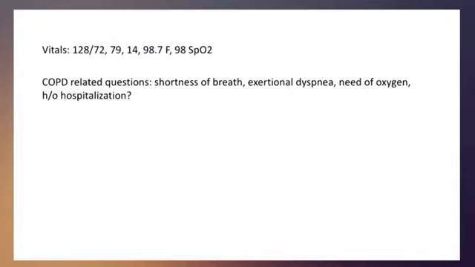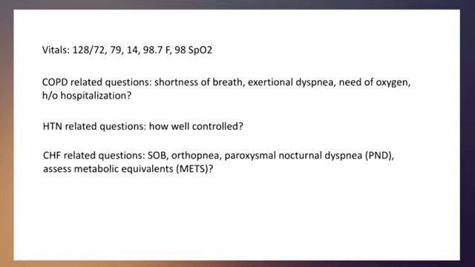So you go ahead and ask her COPD related questions, such as, do you have shortness of breath, exertional dyspnea? Is there a need for oxygen for you at home? Or do you have a history of hospitalization? And she says no. You move on to asking her hypertension related questions as to how well it is controlled. And she says it's well controlled.